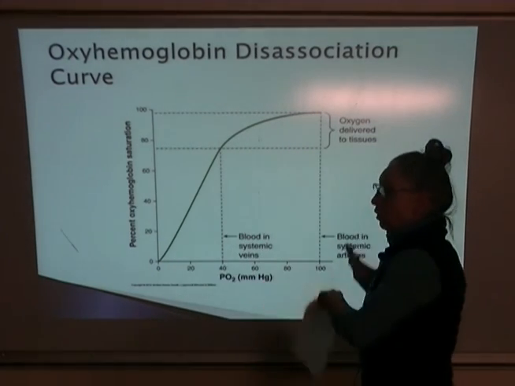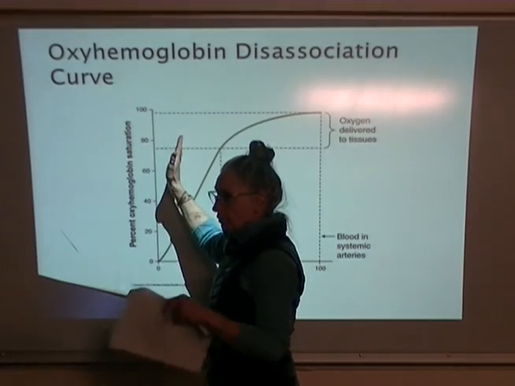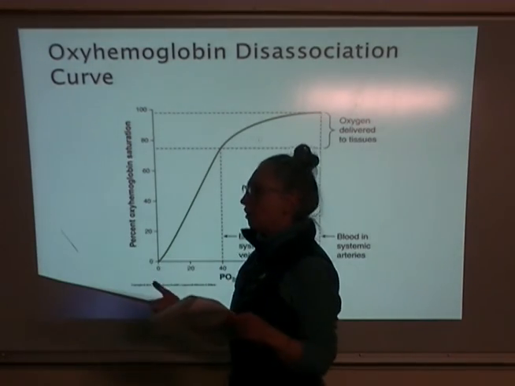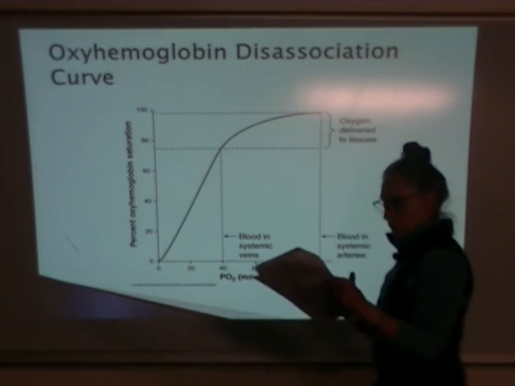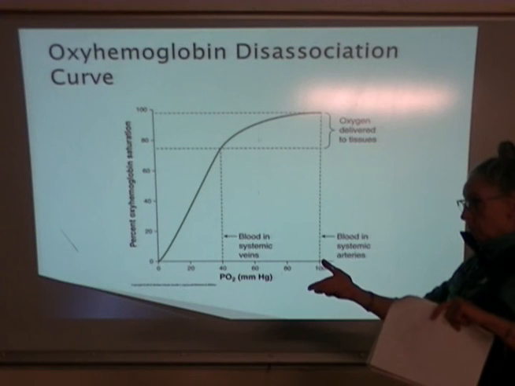If we see a decrease in acidity, the curve is going to go left, and it's going to become harder to deliver that oxygen.